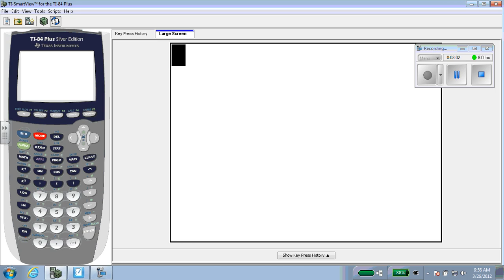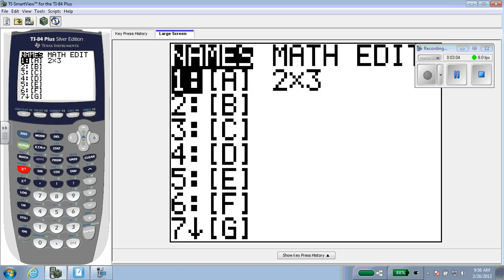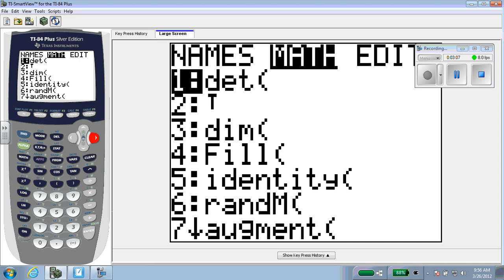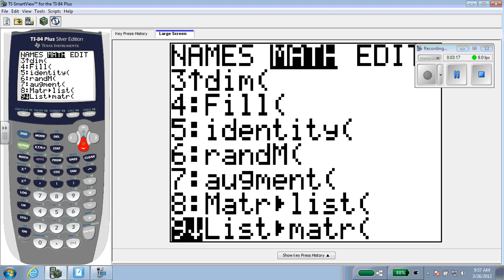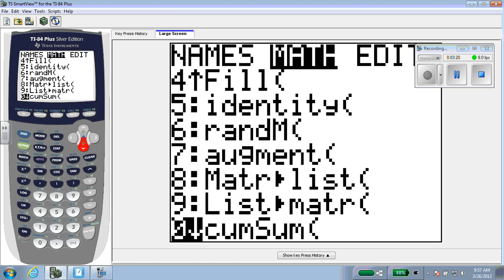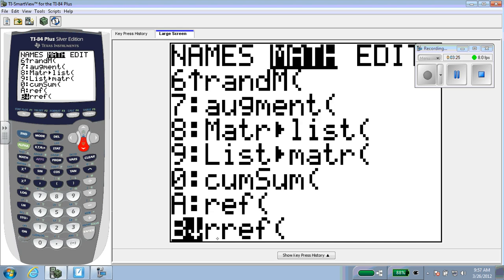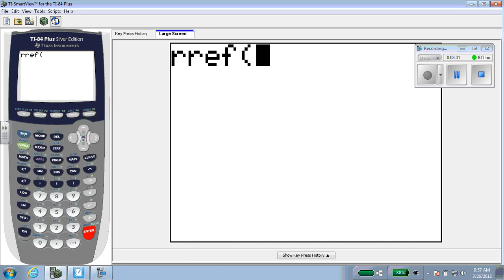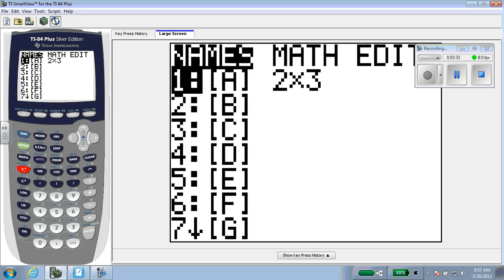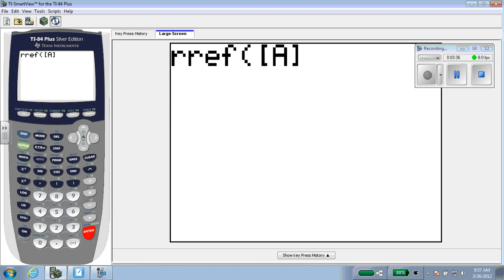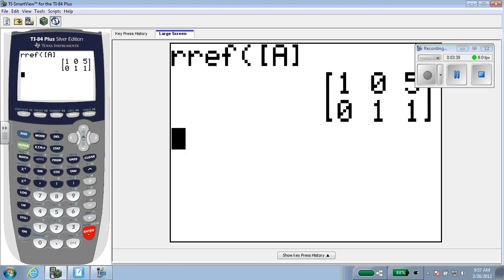Now I'm going to go back to matrix and pull in some math. The math I want is reduced row echelon form. And that's way down the screen. It's like they don't want us to see it. Row echelon form is A. For me, reduced row echelon form is B. I'm going to bring that to my screen. Then I'm going to go back to matrix and bring in matrix A by name. And I'm going to hit enter.